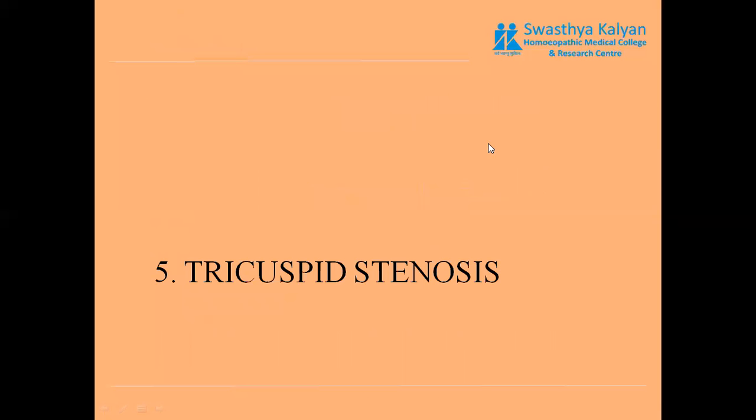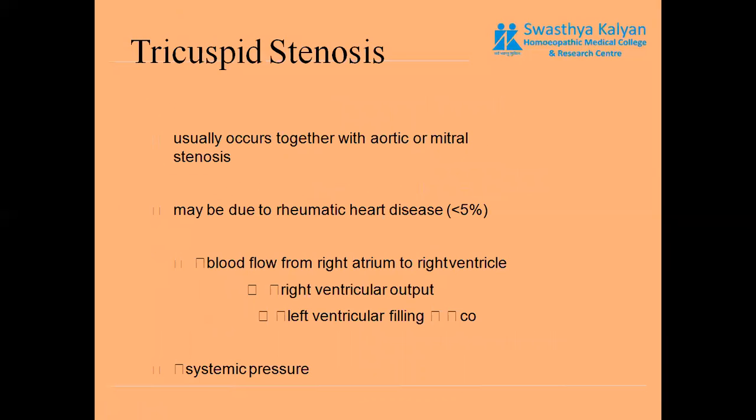Next in series is tricuspid stenosis, that is the valve present between the right atrium and right ventricle. Usually this occurs together with aortic or mitral stenosis. So the solitary presence of tricuspid stenosis is rare. It might be accompanying aortic and mitral stenosis. This may also be due to rheumatic heart disease.